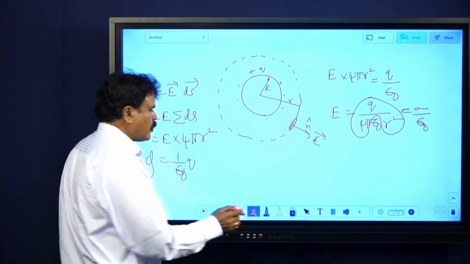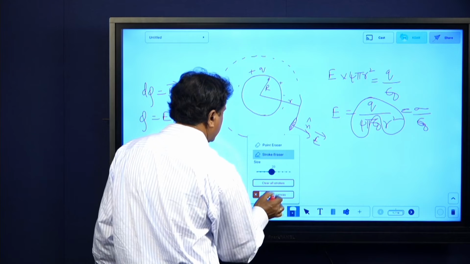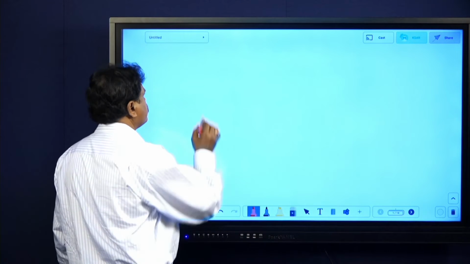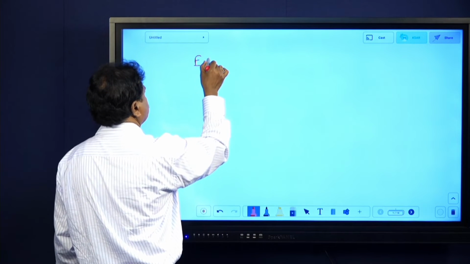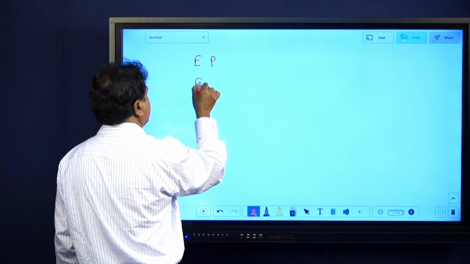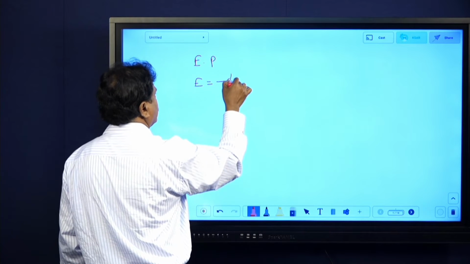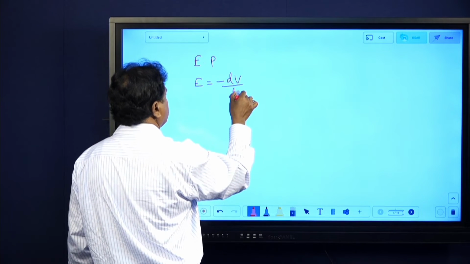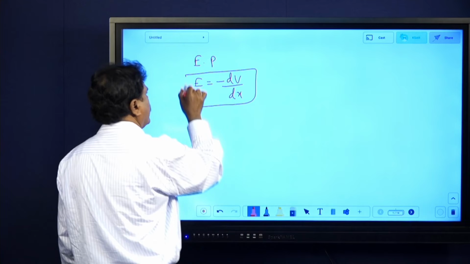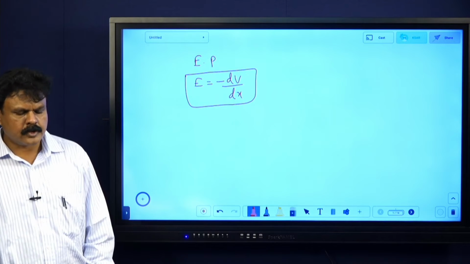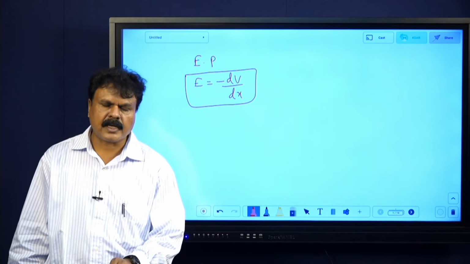Definition of electrostatic potential or electric potential, and the relation between electric potential and electric intensity. Show that electric intensity is the negative potential gradient.